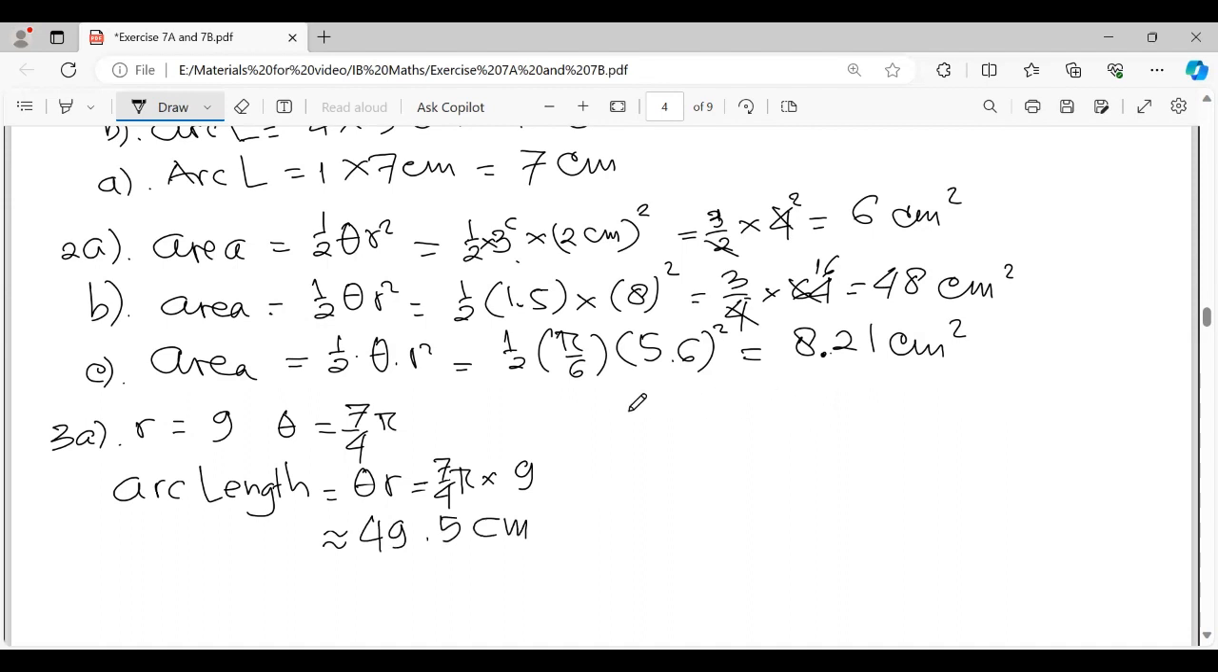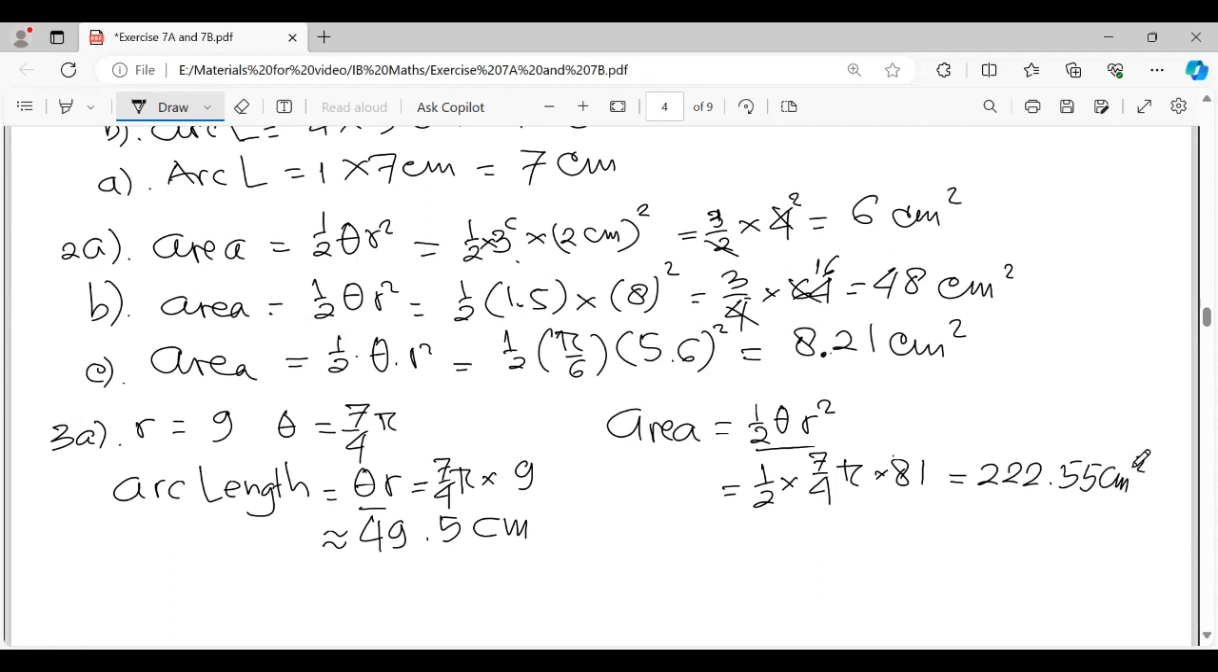So how about area, the sector area? Area equals half times theta times r squared. So this is the arc length formula and this one is the sector area formula. So it becomes half times 7/4 pi times 81, because 9 squared. With calculator, I've calculated 222.55 centimeters squared.